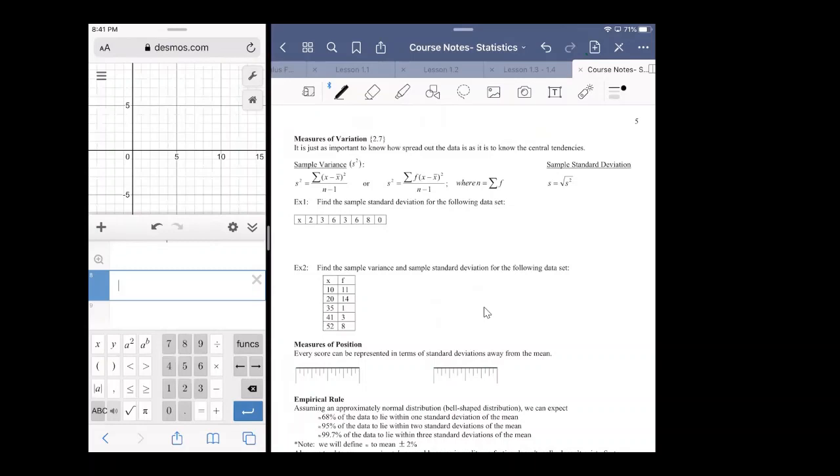But number one, for measures of variation, we're going to look at the same way anyway, where we'll do it by hand, and then we'll talk about the technological approach to it. All right. So what a measure of variation is, it's a number, specifically just a number that talks about how spread out the data is.